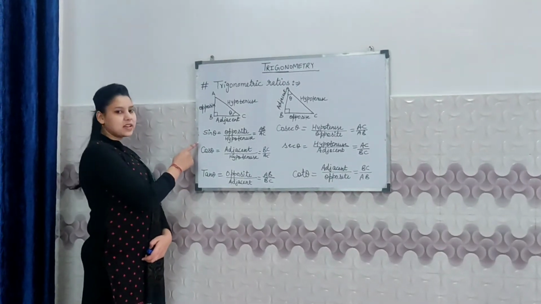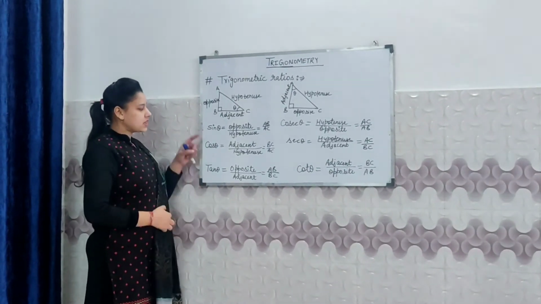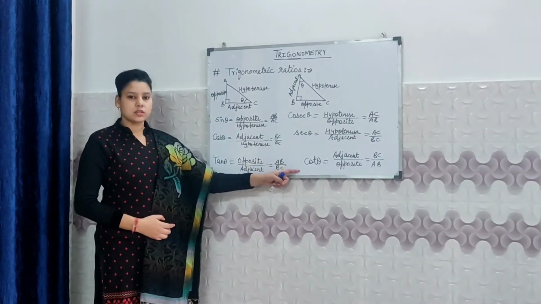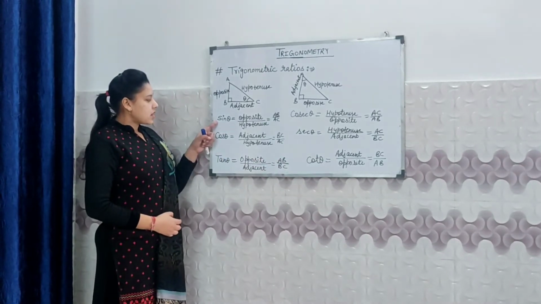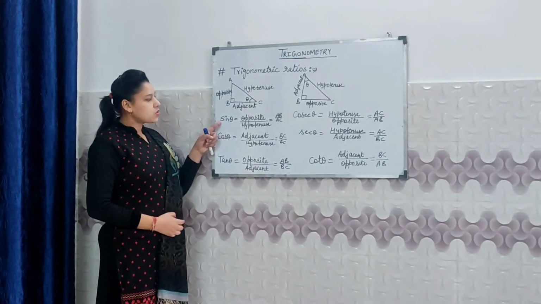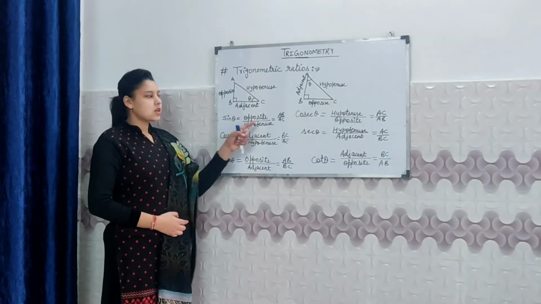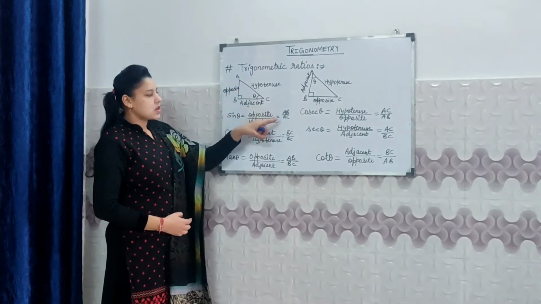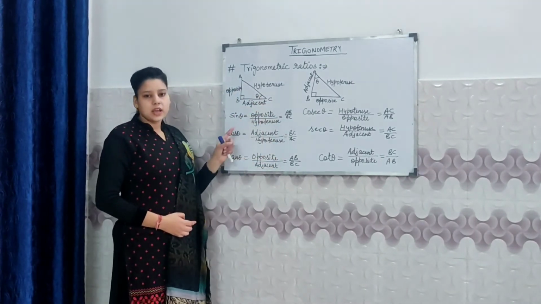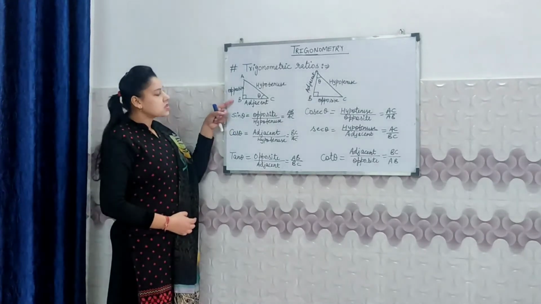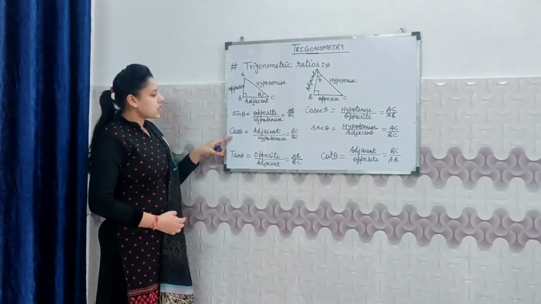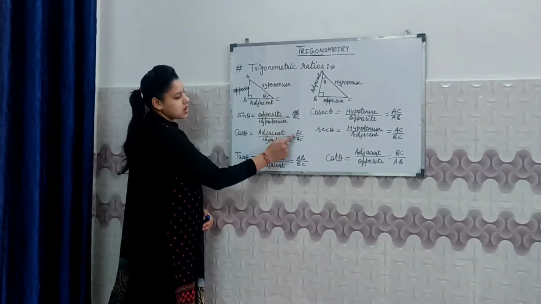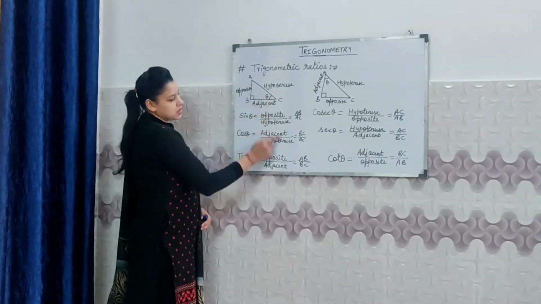In trigonometry, there are 6 ratios: sine, cos, tan, cosec, sec and cot. In this, sine theta equals opposite upon hypotenuse, that is, opposite is AB and hypotenuse is AC. All of these ratios written here are from this triangle. Cos theta equals adjacent upon hypotenuse. Adjacent is BC and hypotenuse is AC.